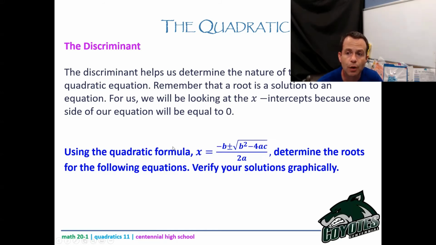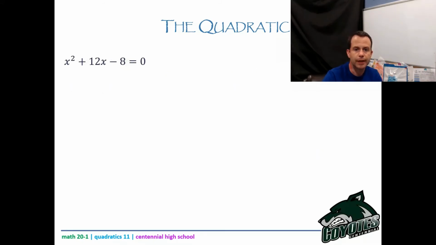So the next 3 questions are really the same as all the other examples I've given you so far. We just want to use the quadratic formula to determine the roots for the following. And we want to take a look at the graphs, and then we're going to pull some information together with these 3. But to do that, the first thing we have to do is actually figure them out using the quadratic formula. So my first one is x squared plus 12x minus 8 equals 0.